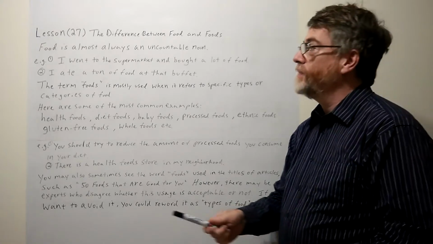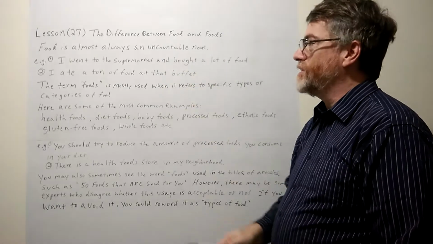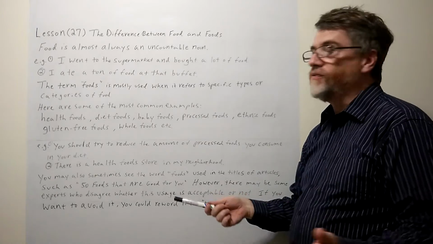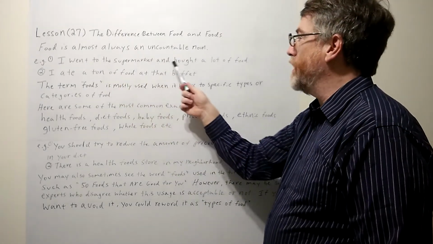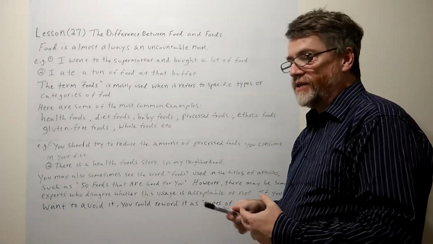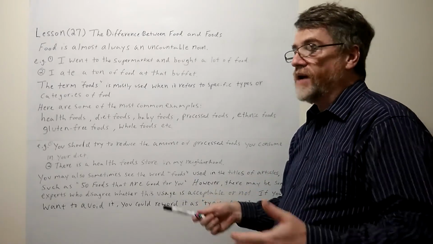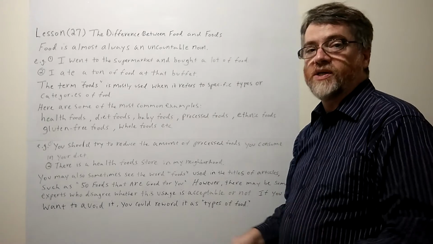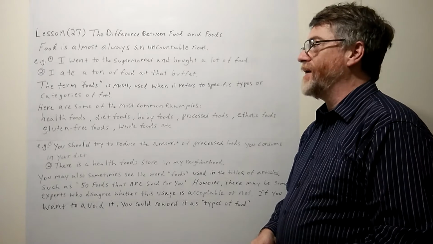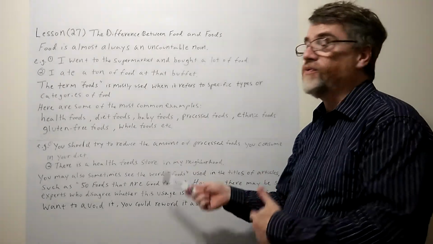Now, for a majority of the time, food is almost always an uncountable noun, so we don't say foods that much. Here's a typical example where we just say food. I went to the supermarket and bought a lot of food. Of course, in this case, you probably bought different types of food. I'm sure you bought eggs and meat and milk and cereal, whatever, but we still say food in this sort of situation. It's definitely an uncountable noun here. I never hear anybody say, I went to the store and bought a lot of foods. They don't say that. They say, I bought a lot of food.